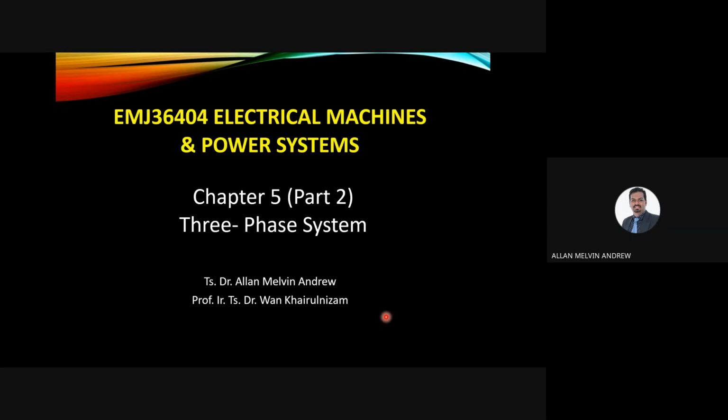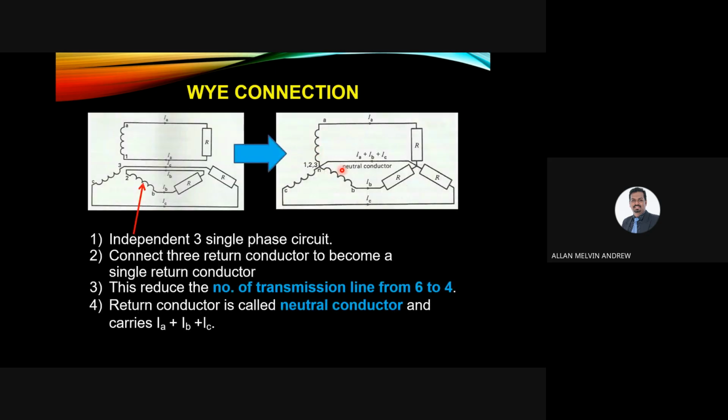Hi, today we will continue with chapter 5, part 2 on three-phase system. Okay, as we can see, this is the Y connection. So usually the three-phase system are divided into two. The first one is called Y connection, and the second one is called delta connection.